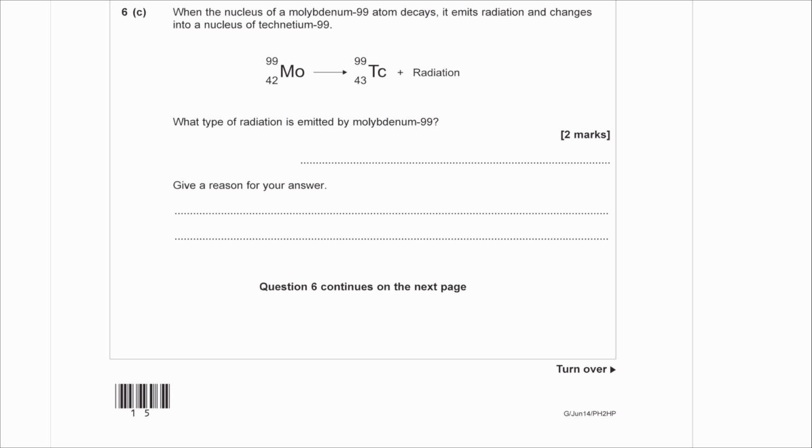6 part C. When the nucleus of a molybdenum-99 atom decays, it emits radiation and changes into a nucleus of technetium-99. Now this means that they've actually changed into a different chemical. Molybdenum and technetium are not the same thing, but you can see that they have the same mass number. The atomic number has actually changed. So which type of radiation causes this to occur? Well, that is beta. I'm going to put beta, or in brackets, beta radiation.